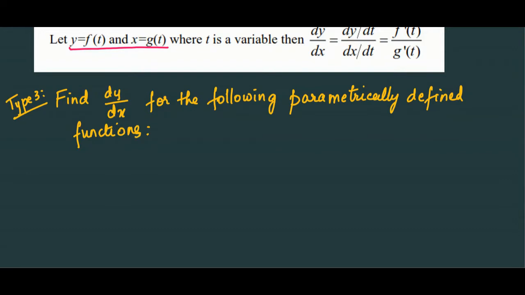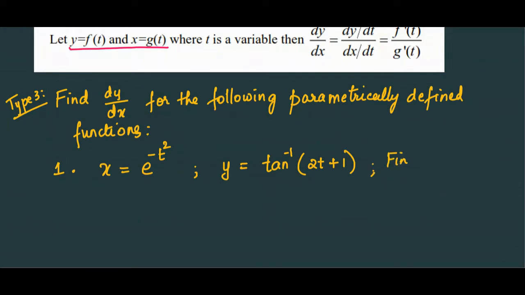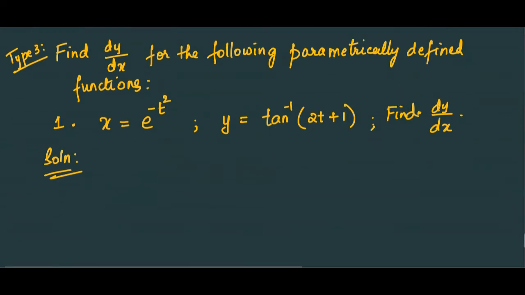So the first one, x is equal to e power minus t square and y is tan inverse of 2t plus 1. So find dy by dx. So I'll do one problem. Later you can do some others.